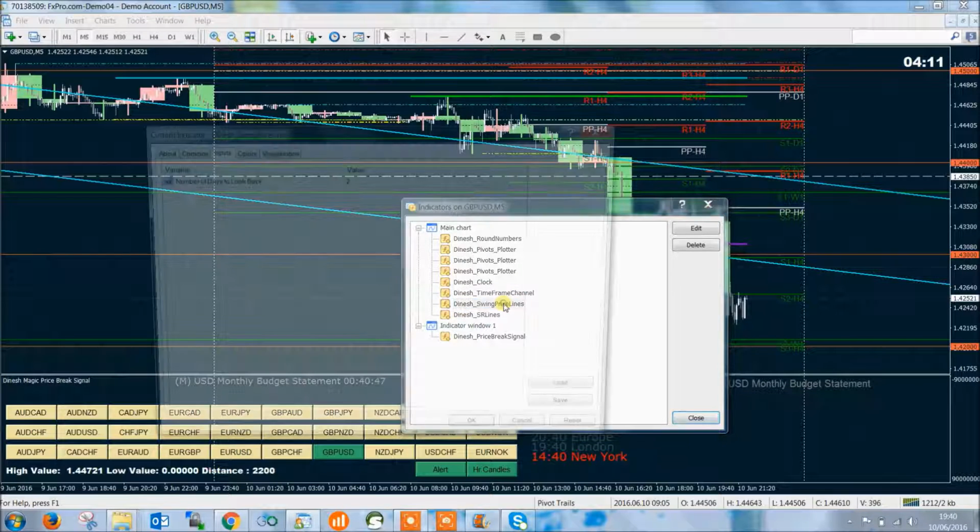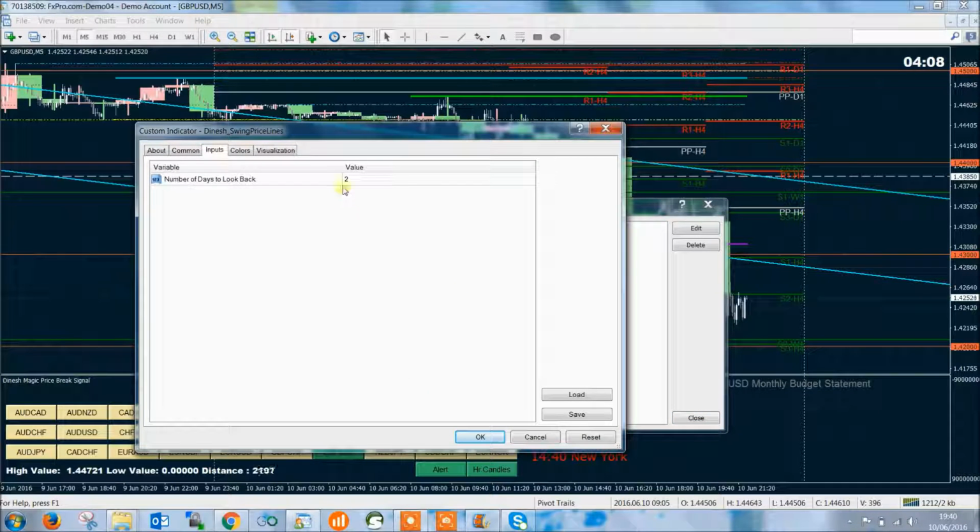And swing price lines, one of my favorite indicators. Number of days to look back is 2. Set it to 2. That is more than enough. What it does is explained on the YouTube channel, in the list of indicators. Please go through that. It is quite nicely explained there.